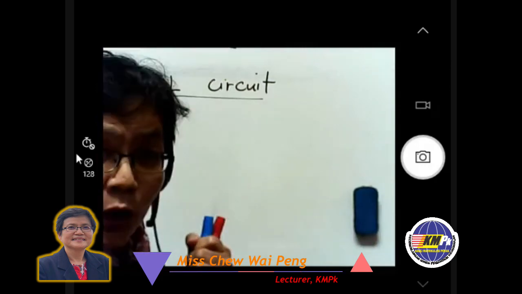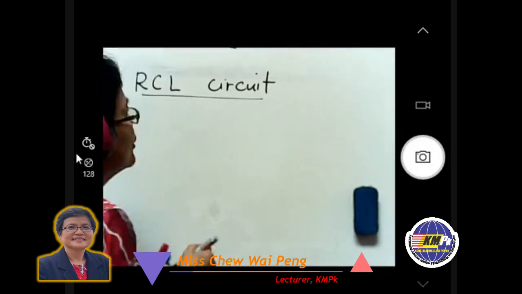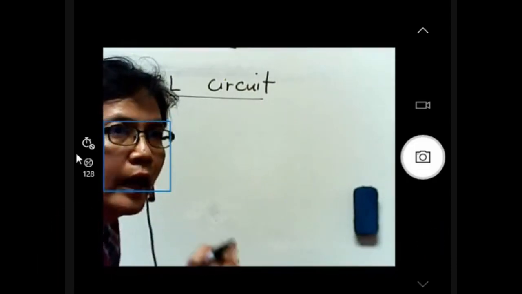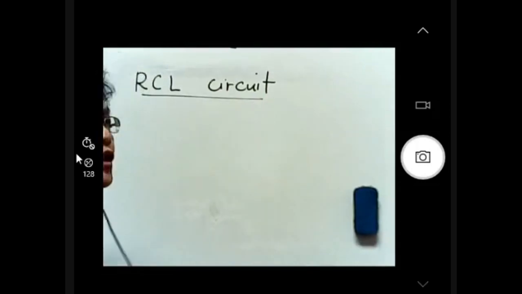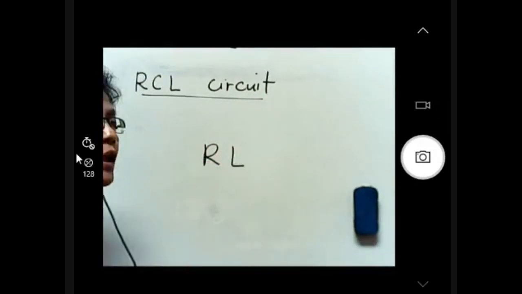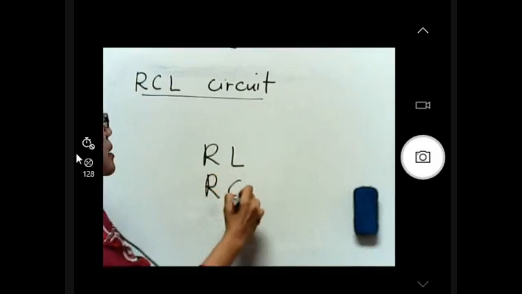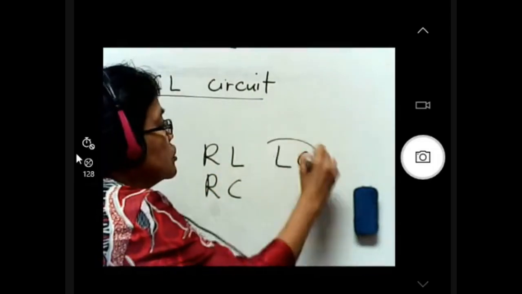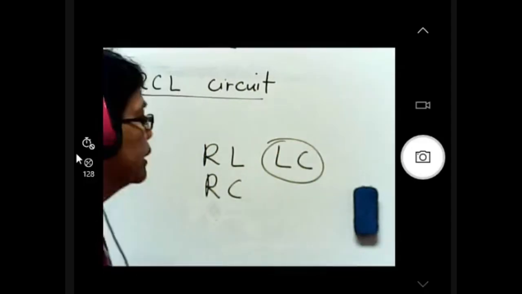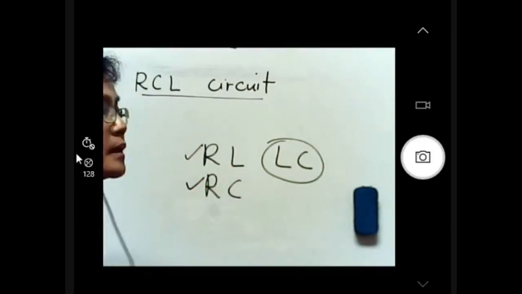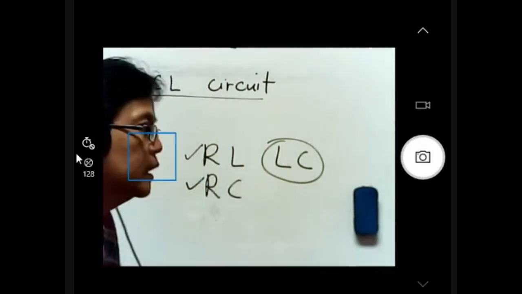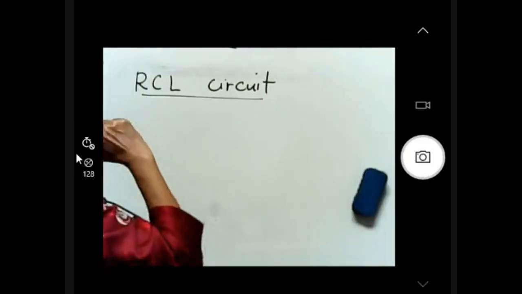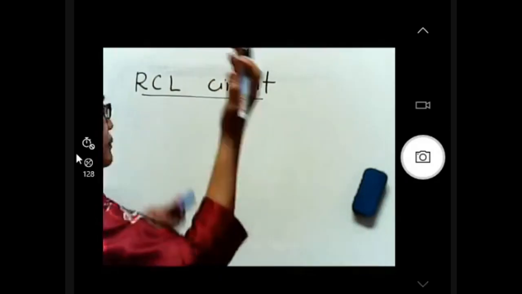Come on, we can do it. So let's say now I have 3 devices in a circuit. We can have a combination of RL circuit, we can have a combination of RC circuit, but the combination for LC circuit is not in your syllabus, okay? So we just have RL circuit or RC circuit. So I'm going to jump, do a quantum leap. So I'm going to do RCL circuit, one shot. Okay, are you with me?